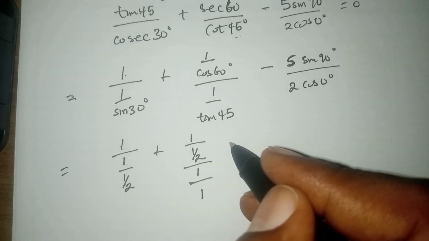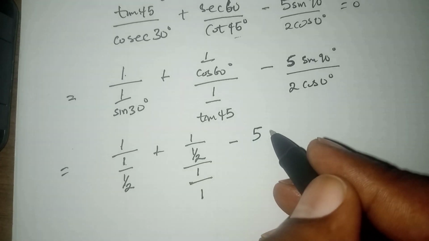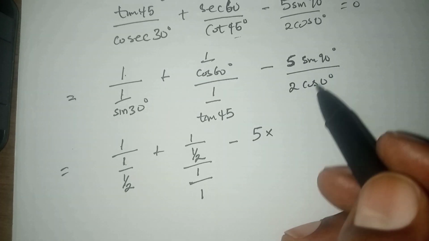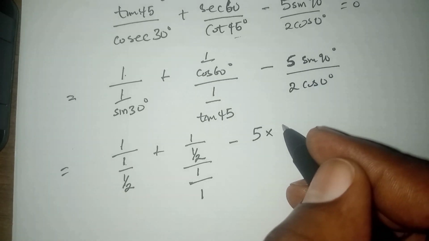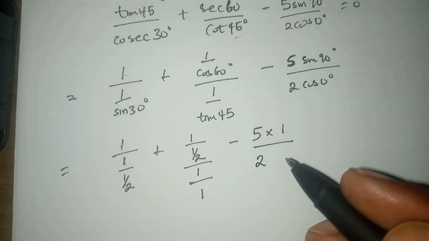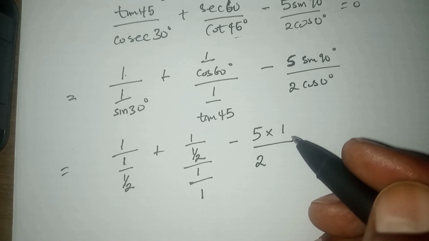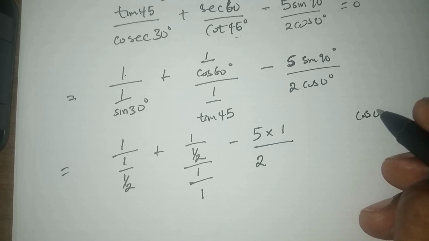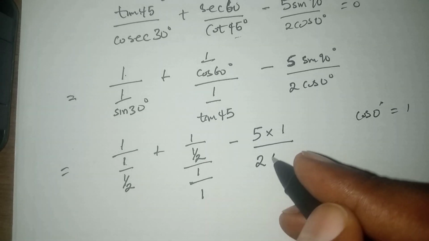Then minus 5 times, because between 5 and sine 90 the relationship is multiplication. So what is sine 90? It is 1. Don't forget the tips. Then 2 cos 0. We all know cos 0 is 1. Then this times 1.